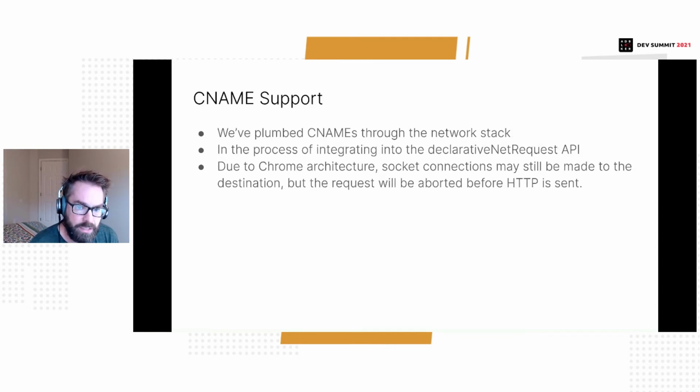But what it means is that it's tricky for us to create an extension hook with the CNAME data until after a socket has been selected, which means that an extension would be able to filter the HTTP request, but only after the socket connection has been made. So cookies would not go, the request would be blocked, but a socket connection to that destination would be made, and so an IP address would be known. It's not perfect, but it is very performant and should do the job. And the idea is to make this part of the declarative net request API. That is upcoming.